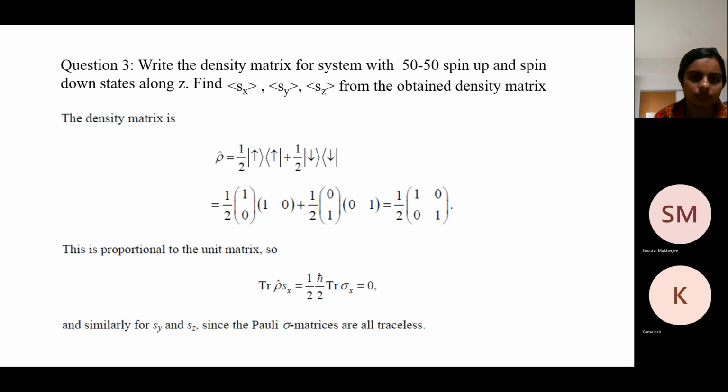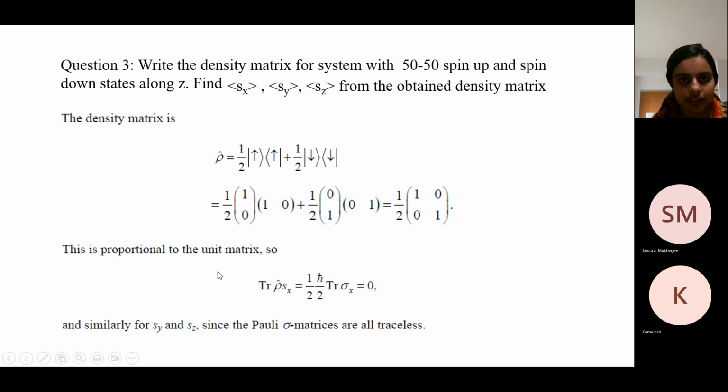Yes, ma'am. So what the solution tells here is that this is your rho. If you write rho, this is what you get, and this is proportional to the unit matrix. So that means when you are multiplying rho with any of the Pauli matrices, you are actually multiplying some constant times the unit matrix with the Pauli matrices, and the Pauli matrices are all traceless. So that means all these average values will turn out to be 0, right?